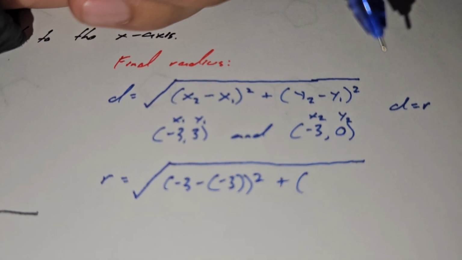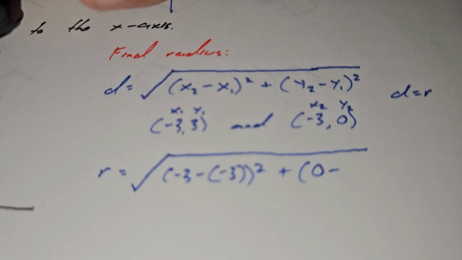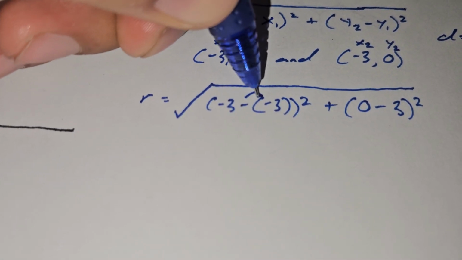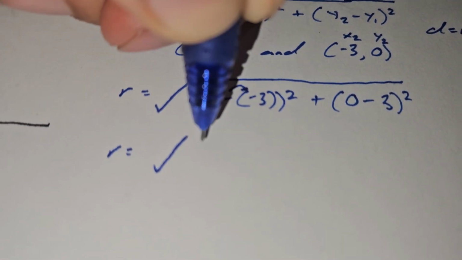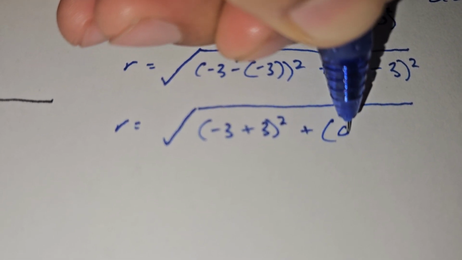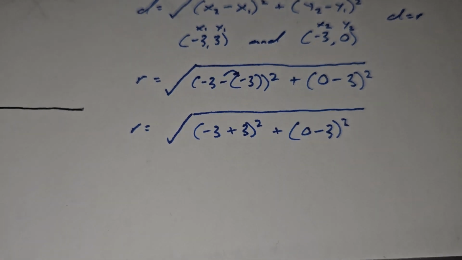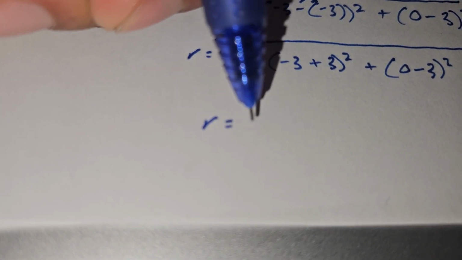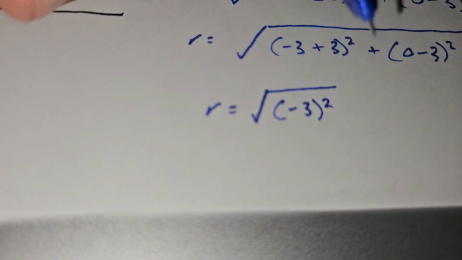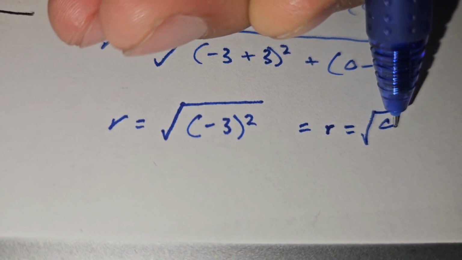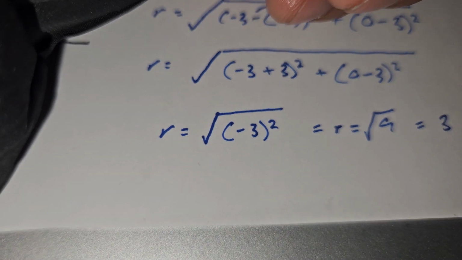Plus y sub 2 minus y sub 1: y sub 2 is 0, minus y sub 1, which is 3, squared. Let's distribute this negative to the -3. So we have r equal to the square root of (-3 plus 3) squared plus (0 minus 3) squared. Let's compute this. -3 plus 3 is 0, and raised to the second power it's still 0. Now r equals the square root of -3 squared, which is 9. So r is equal to the square root of 9, which is just 3. That's our radius. Our radius is 3.